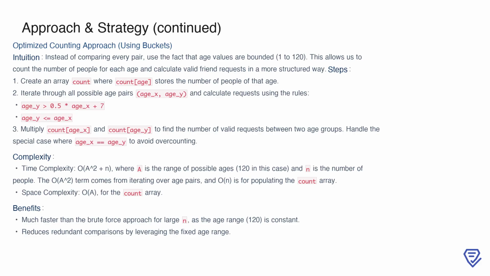By using the frequency counts, we multiply the number of people in each age group to determine the total valid requests between those groups. Special care is taken to handle cases where both people are of the same age to avoid double counting. This approach has a time complexity of O(a² + n), where a is the age range, which is constant at 120, and n is the number of people. The space complexity is O(a) for the frequency array. This method is much faster for large datasets as it leverages the fixed age range, drastically reducing redundant comparisons.